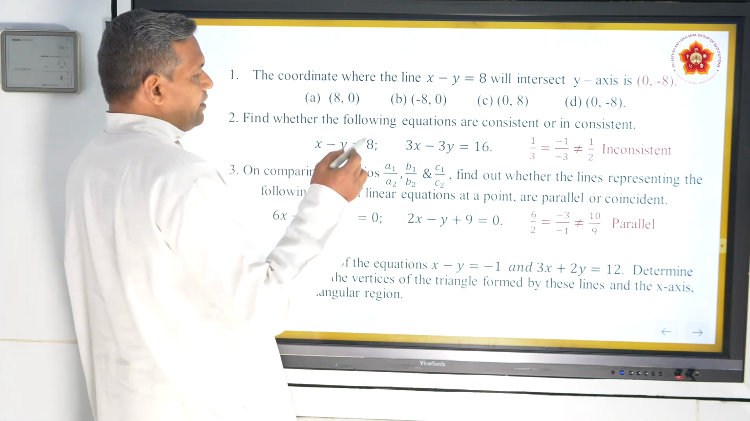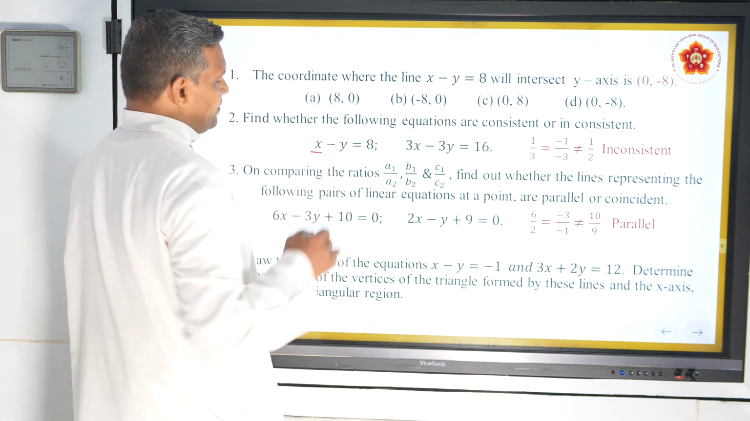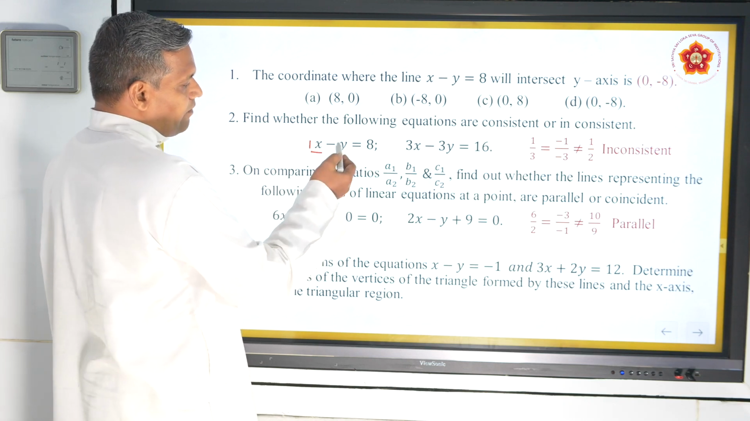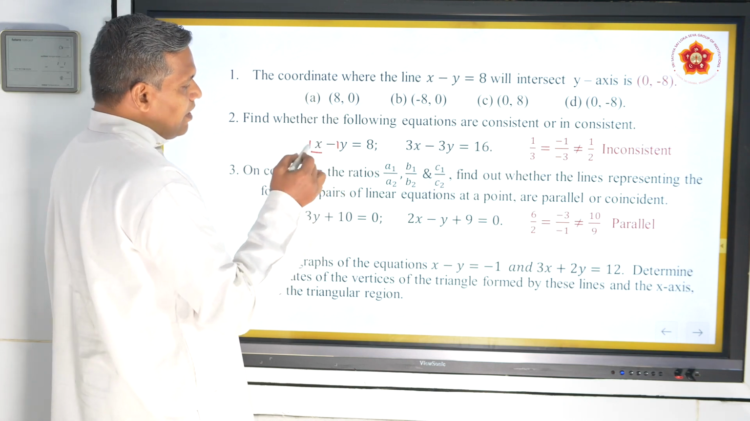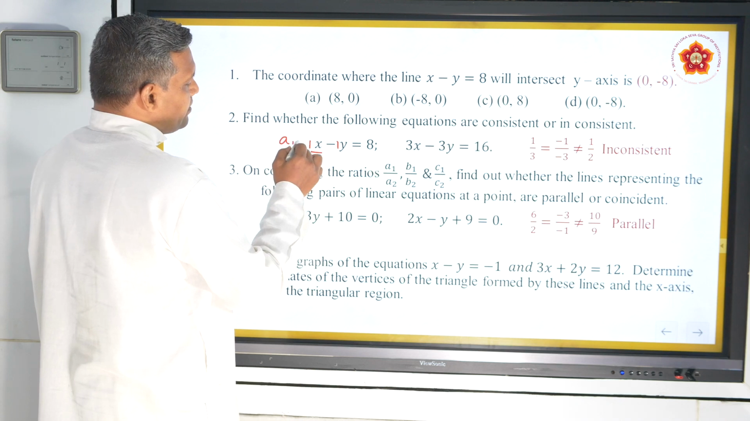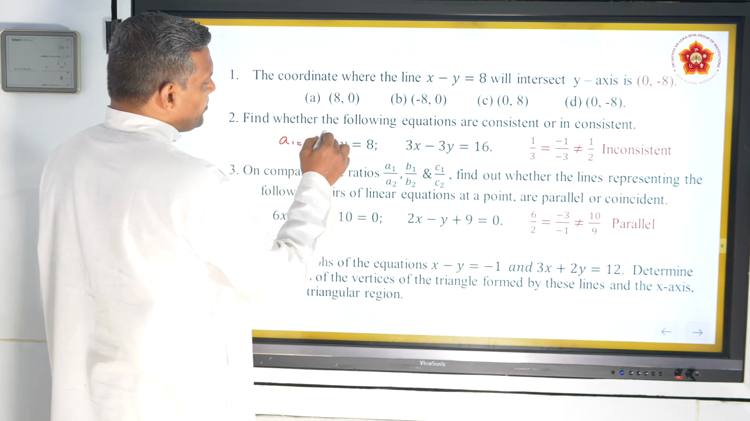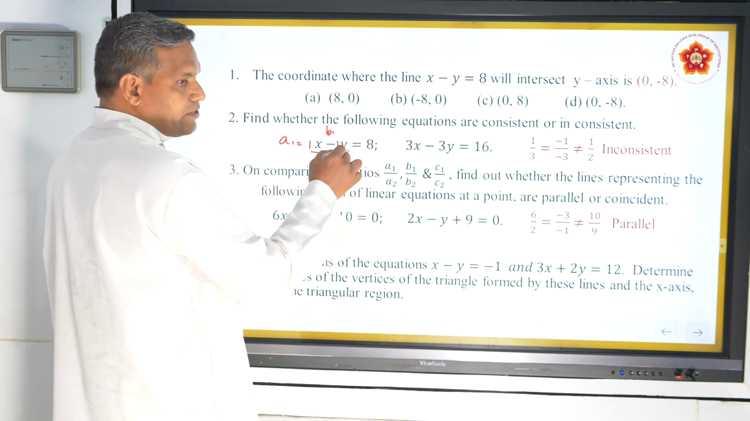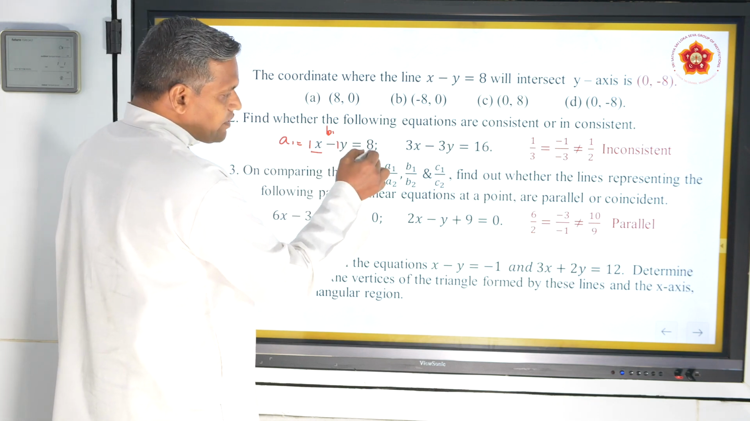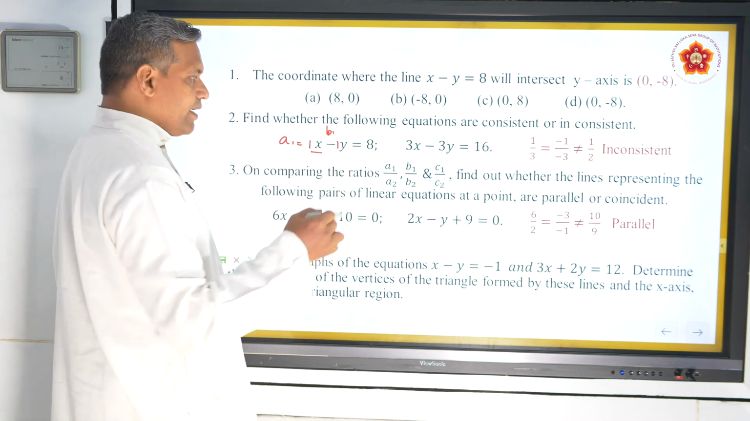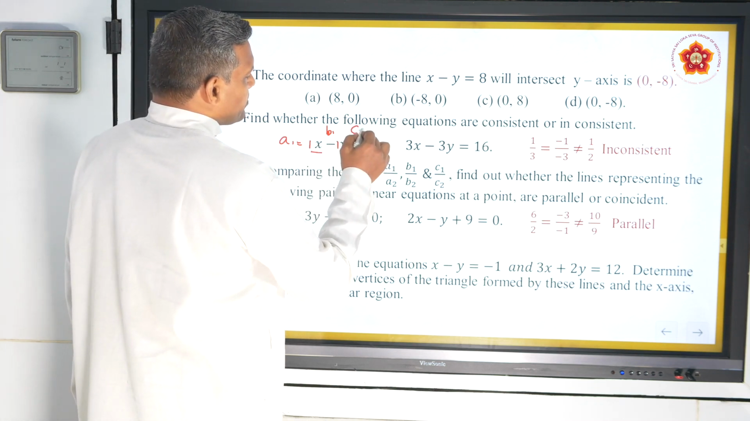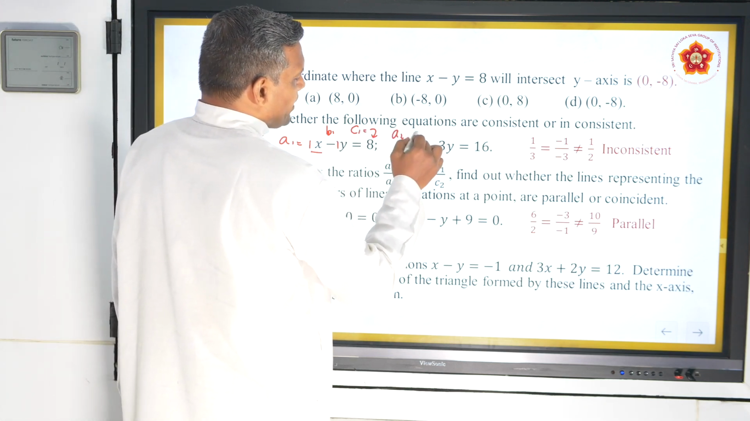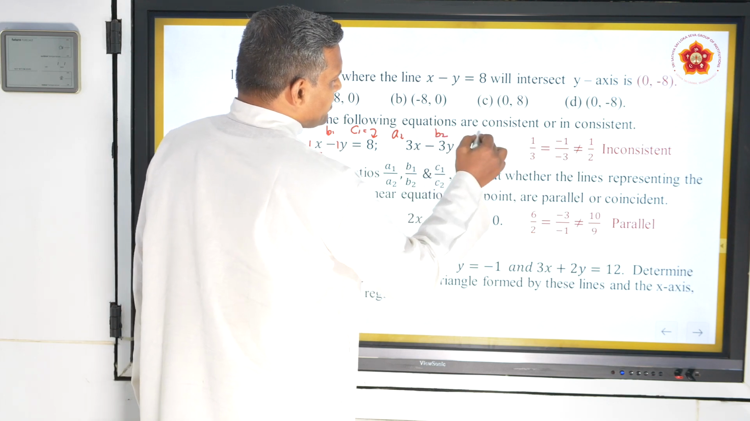Now let us check. Here in this equation, x is given. What is the coefficient of x? Obviously it is 1. And y's coefficient is obviously 1, minus 1. Then 1 becomes a1. Minus 1 becomes b1. And c1 is actually minus 8 equal to 0; if I transpose that side, it is 8. In either case, you can take c1 is equal to 8. Then this side, it's a2, it's b2, and it's c2.